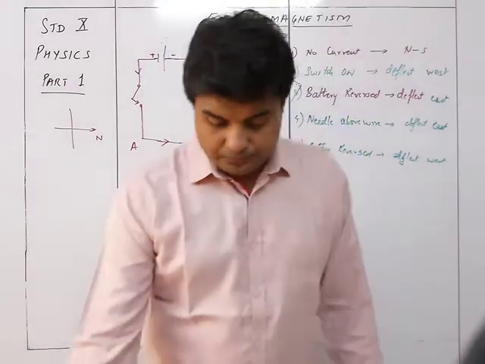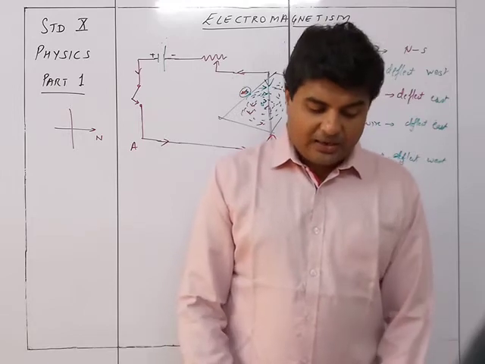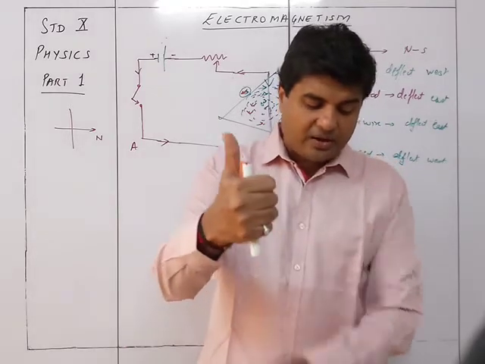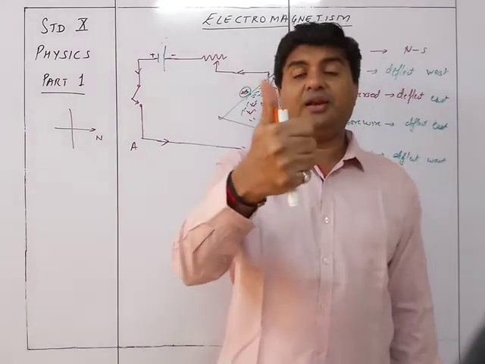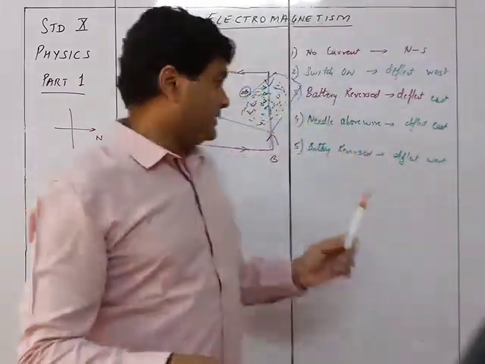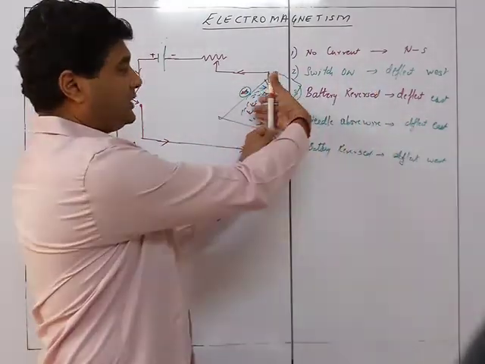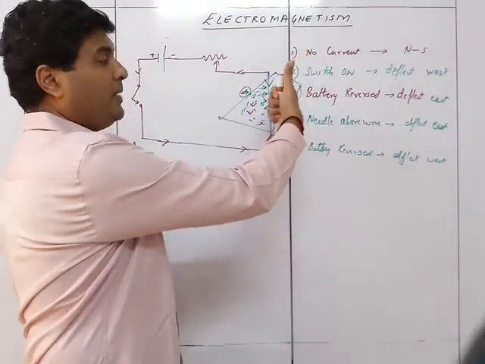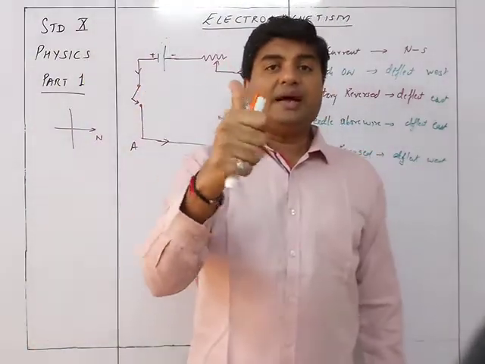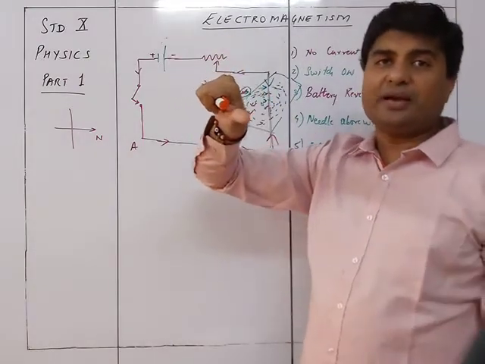So what is the right hand thumb rule? If we hold the current carrying conductor in our right hand such that the thumb points in the direction of the flow of current, then the fingers encircling the wire are in the direction of the magnetic field lines. So if I consider that the direction of the current is like this, I will hold this particular current carrying conductor in my right hand, in such a way that my thumb is pointing in the direction of the current, then the curved lines over here will give me the direction of the magnetic field.